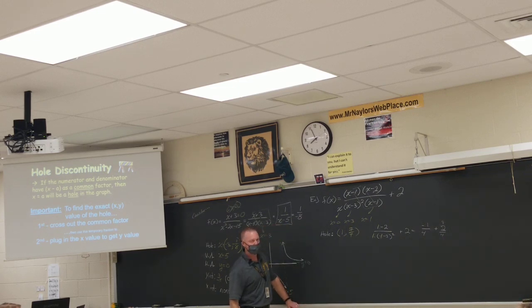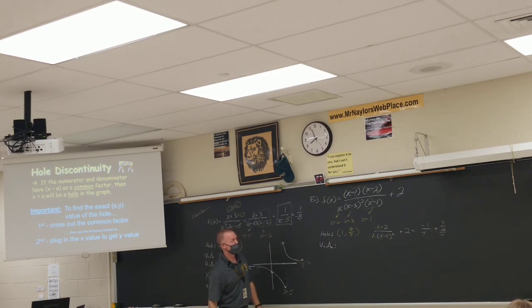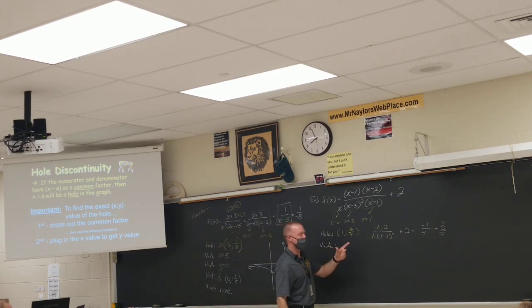You're not going to find that number on your calculator, so you're going to have to be able to do a little bit of this algebra of crossing out. Questions, because that's the main new thing. Are you sure? Okay, cross them out, plug in 1, do the math, it's 7/4.